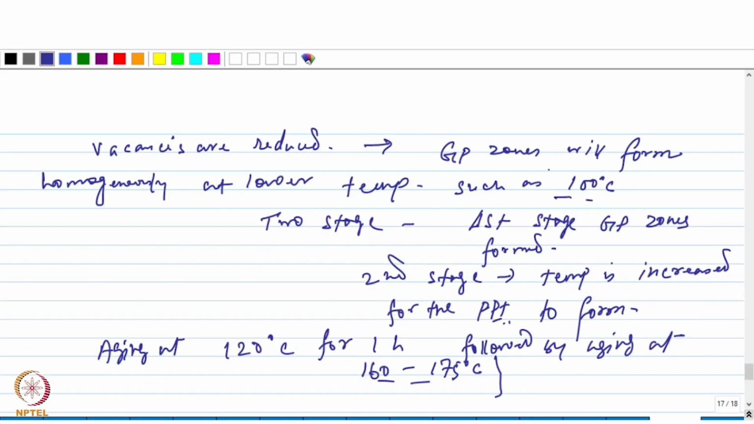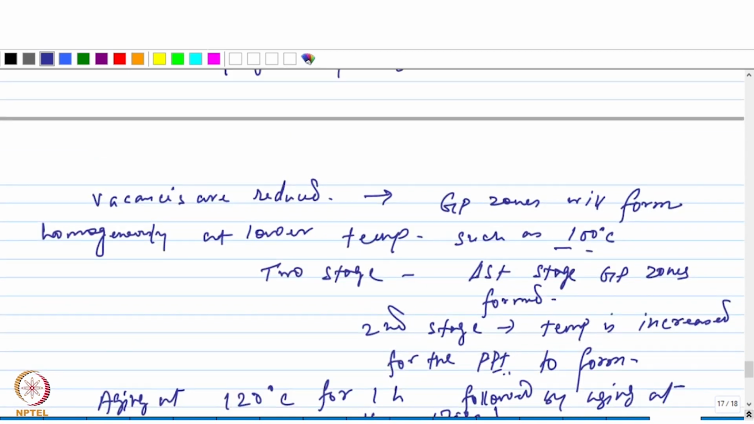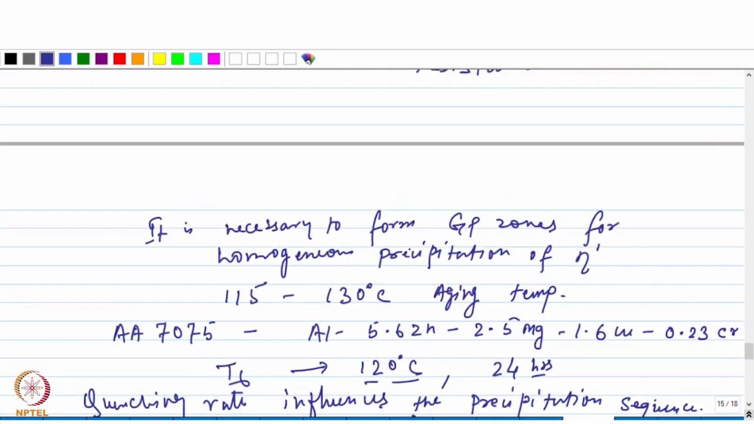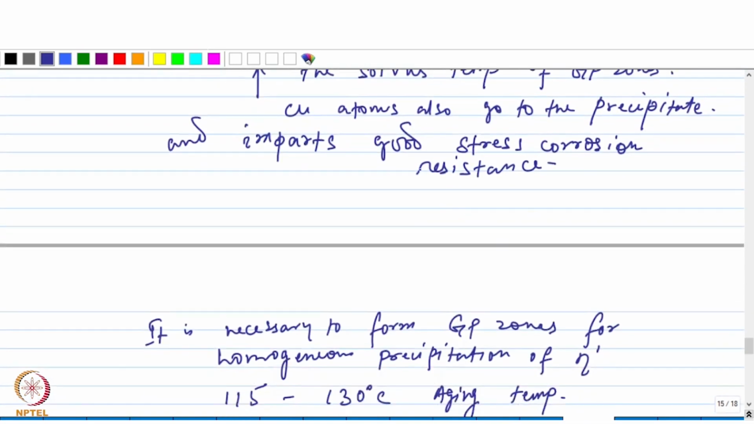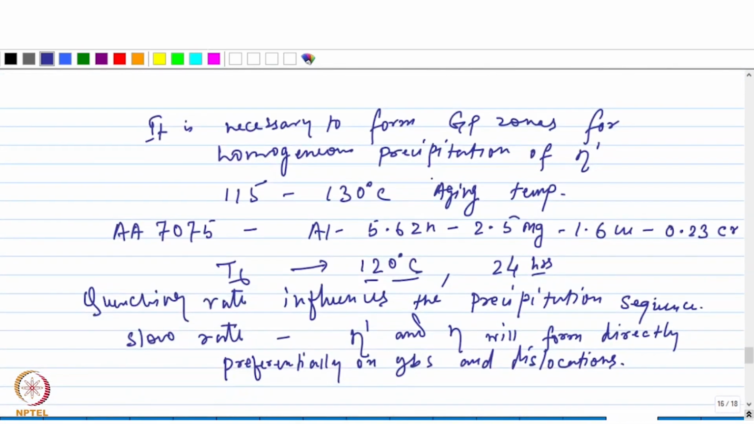We were talking about the precipitation sequence in different aluminium alloys, and we have been covering all the heat treatable alloys one by one. The last one that we covered was the 7000 series alloys, that's the aluminium, zinc, magnesium alloys. And here we have seen that the main strengthening precipitate is the eta prime.